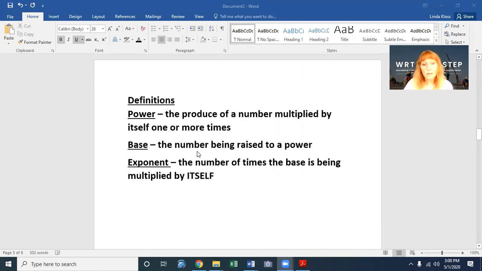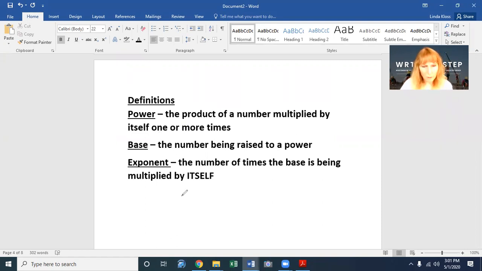So a power is the product, not the produce. Let me change that to the product. It is the product of a number multiplied by itself one or more times. The base is the number being raised to the power, and the exponent is the number of times the base is being multiplied by itself. And the key word here is itself. A lot of people make mistakes when you talk about powers.